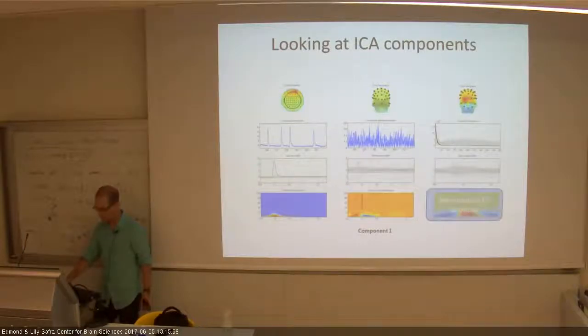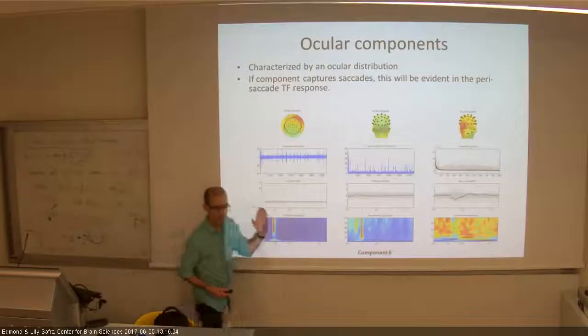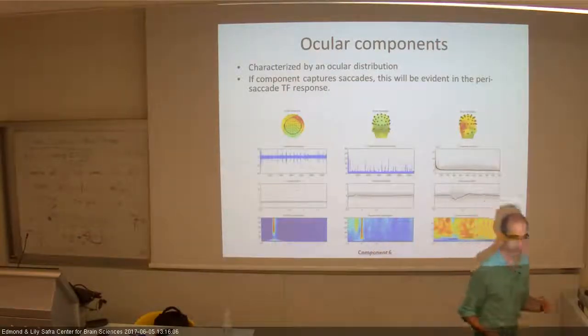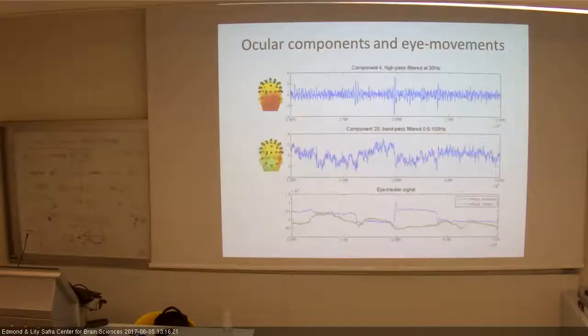So this was clearly a blink component. This is a component which comes from the eye, so this is an ocular component, eye movement. Again, the topography is around the eye, and it's very sharp around the saccade. But more importantly, I want to show you.